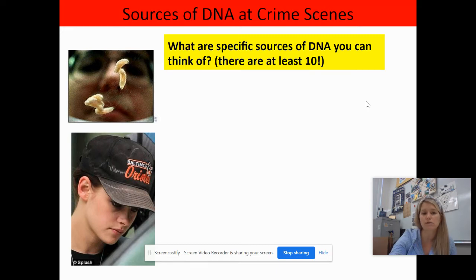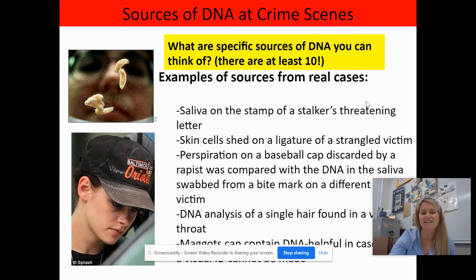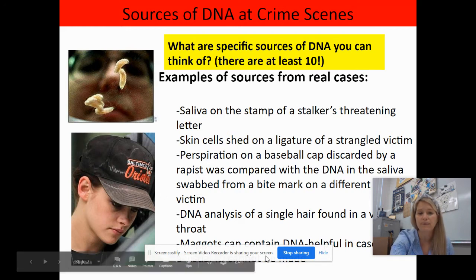So obviously the pictures there are giving you some hints. The picture on the top left is maggots. And remember, if maggots are feeding on a body, and then when we come to the body and it's just bones, we can actually use those maggots to analyze them for DNA because they have the tissue inside them, and they can get DNA from that, which is crazy. And then from a ball cap, you can get sweat residue, and they'll do that a lot.